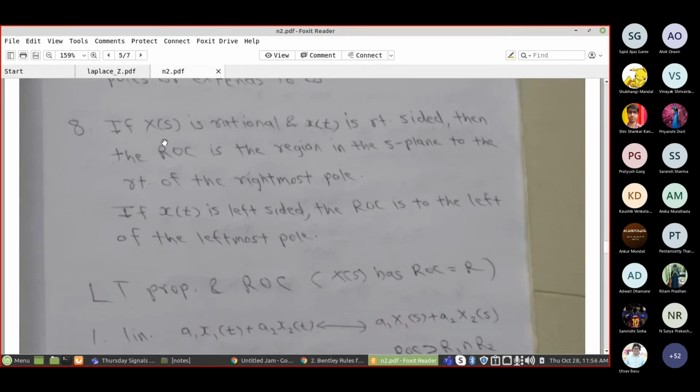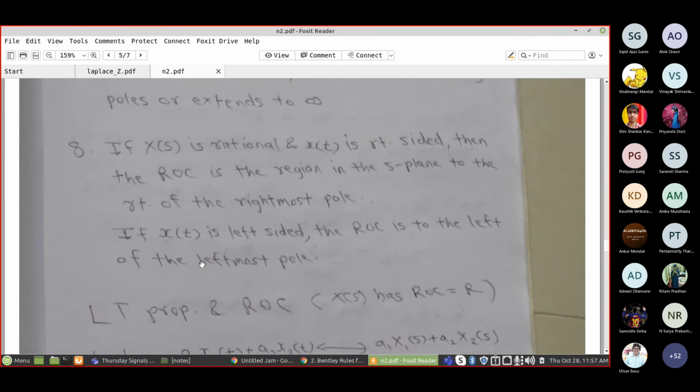Okay, so the eighth one, the last one: X of s is rational and x of t is right-sided. This we have already seen. The ROC is the region in the s-plane to the right of the rightmost pole, and if it is left-sided, then the ROC is everything to the left of the leftmost pole.